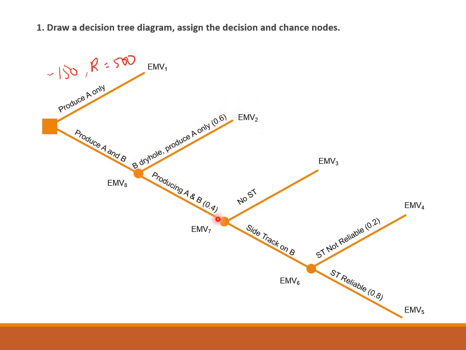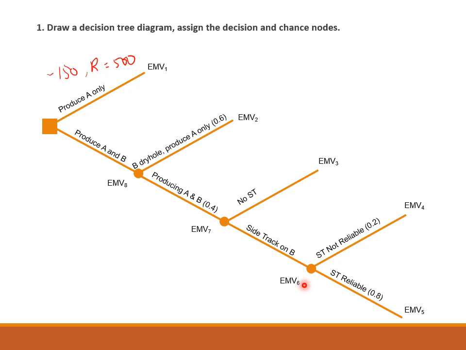And then if both are producing, you can also add a sidetrack, or no sidetrack. With a sidetrack, again, the sidetrack can be reliable or not reliable. So the information is all given. It's 80% reliability, so that means 20% not reliable.